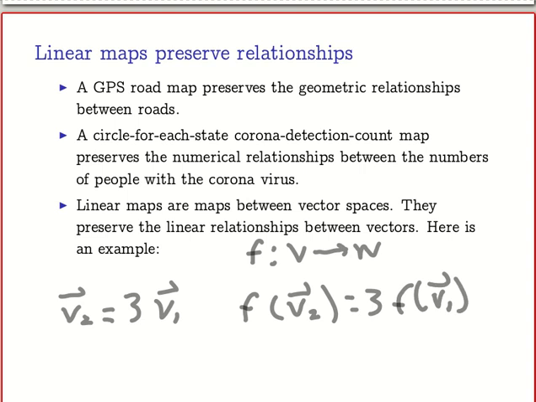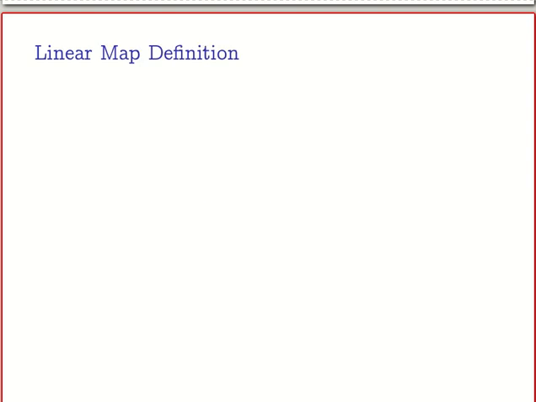Now, the image of v2, f of v2, and the image of v1, f of v1, are members of W, so we expect that this relationship will be maintained between the original vectors and their images. Okay, let's look at an example. Well, first let's look at the linear map definition.